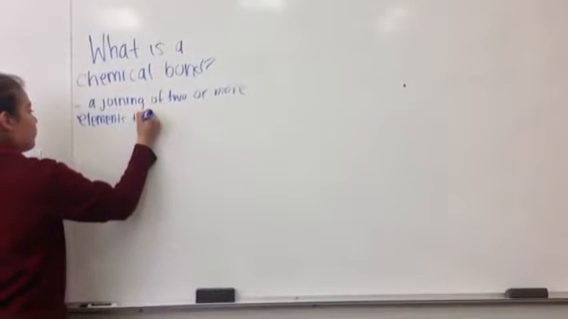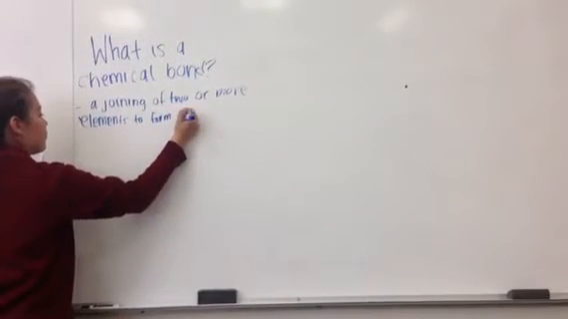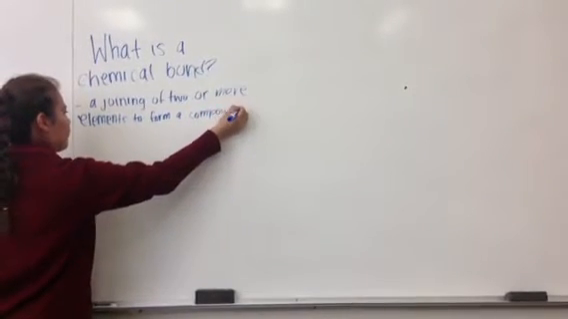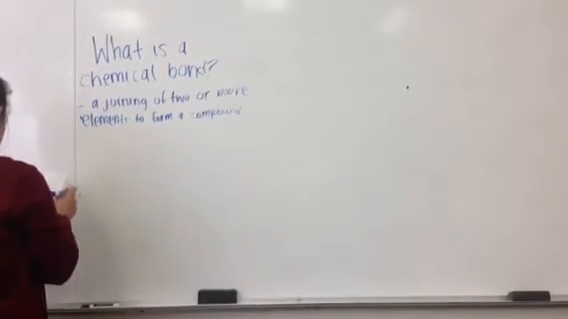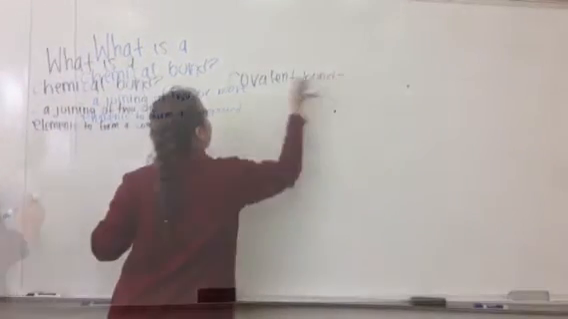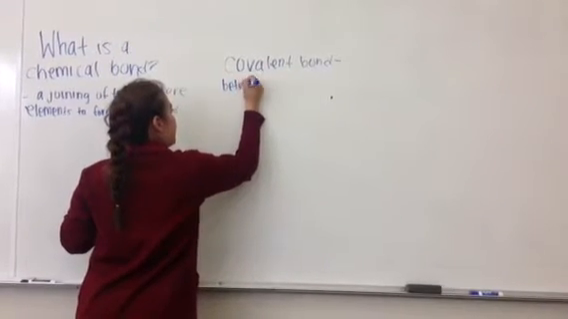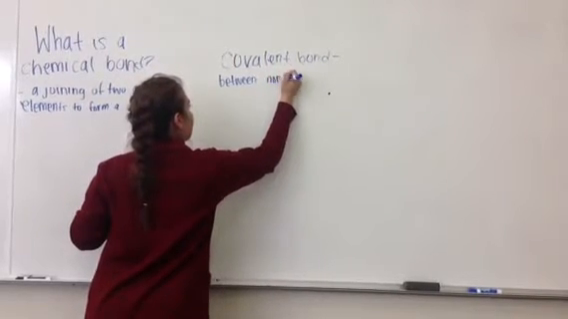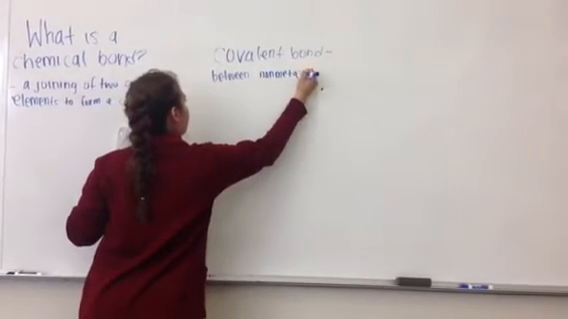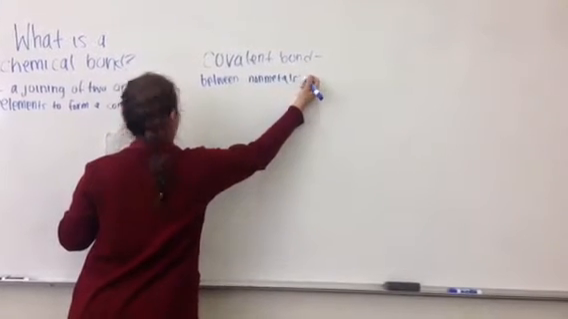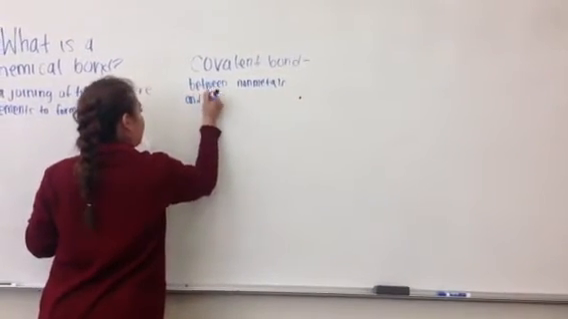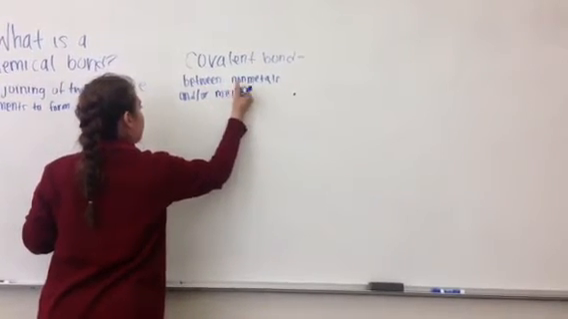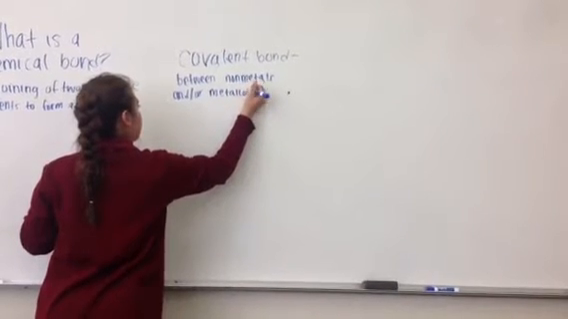What is a chemical bond? A chemical bond is a joining of two or more elements to form a compound. How can you tell whether an element or atom bonds covalently? Covalent bonds happen between two nonmetals or one nonmetal and a metalloid.